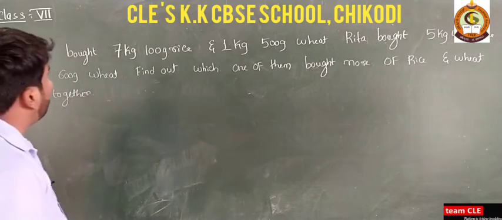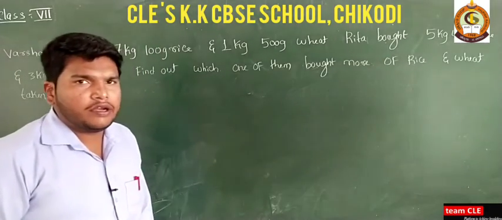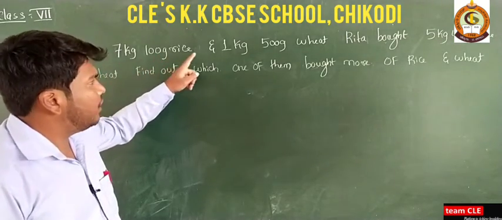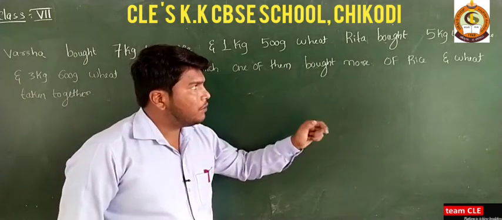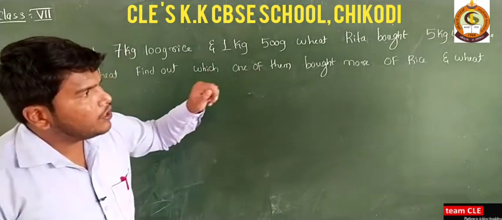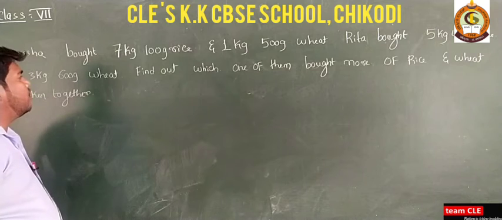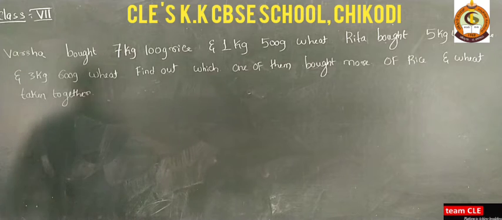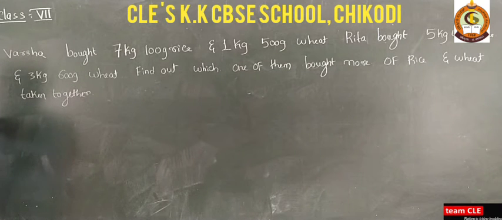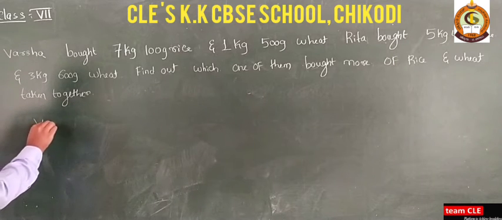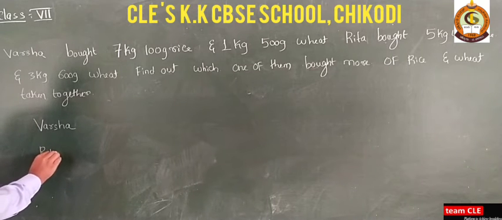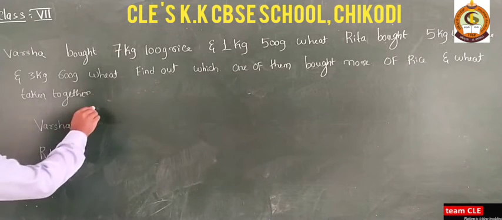So see here we have two girls, Varsha and Rita. So Varsha bought 7 kg 100 gram of rice and 1 kg 500 gram wheat. Similarly Rita bought 5 kg 400 gram rice and 3 kg 600 gram wheat. So find out which one of them bought more rice and wheat taken together. So see here, dear students, first I will write the given information. First I will make two columns: Varsha and Rita. Okay, and similarly I write rice in kg.